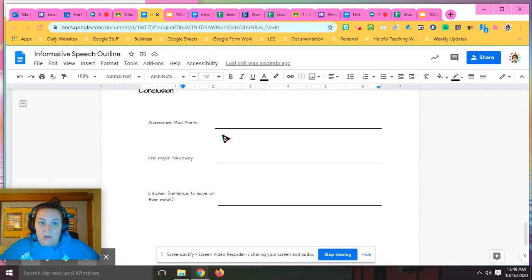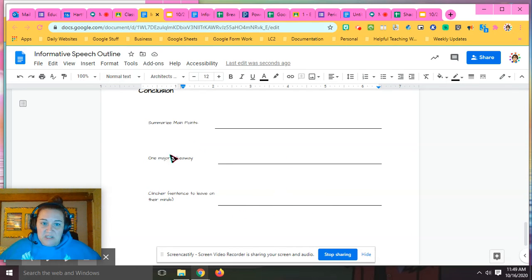And then obviously in your conclusion, you're going to summarize your main points. A major takeaway, if we didn't leave without one thing, or what's the main thing that we need to take away from your speech? And then a clincher is a sentence to leave on their minds. So what should we do about the topic? Or what's the thing that we should really take to heart?